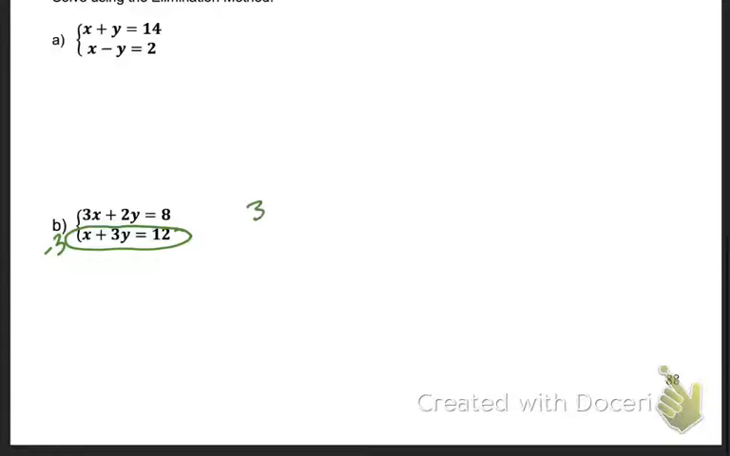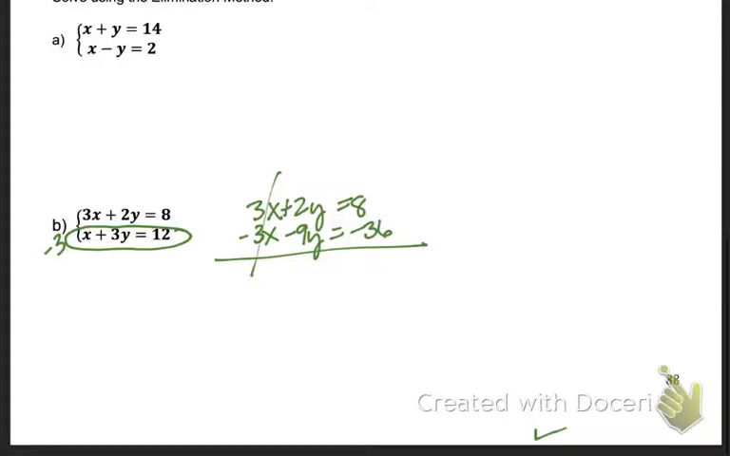So I'm going to rewrite the top one, and then rewrite the bottom one when I've multiplied it by negative 3. So negative 3x minus 9y equals negative 36. Then I add down, the x's get eliminated, and I'm left with negative 7y equals negative 28. Solve for y. I end up with y equals 4.